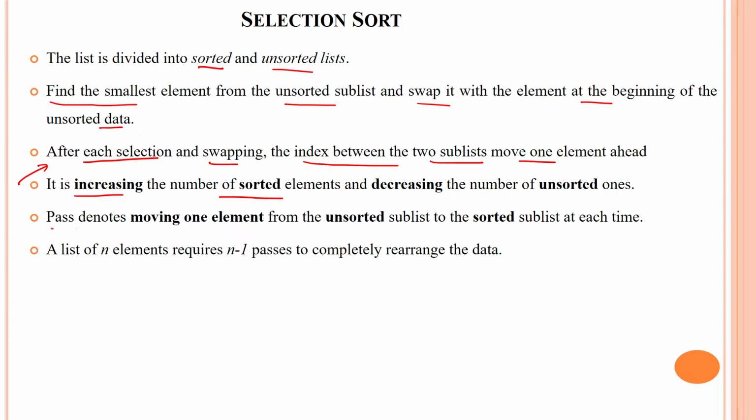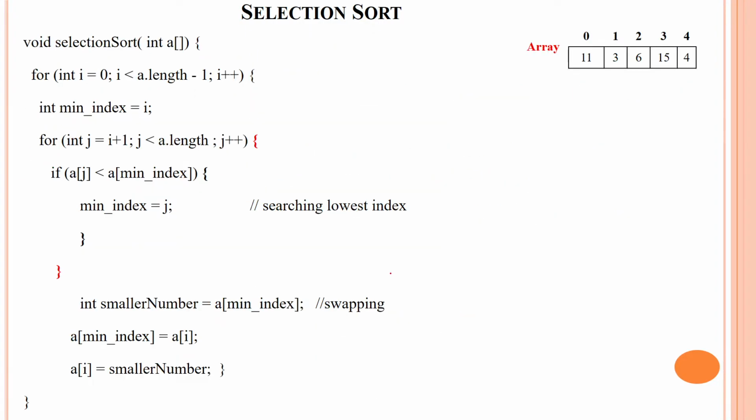A pass denotes the iteration. In each iteration, one element moves from the unsorted list into the sorted sublist. A list of n elements requires n minus 1 passes to completely sort the data.